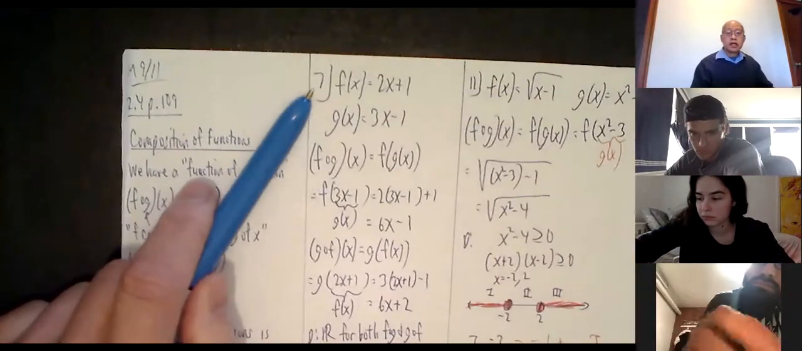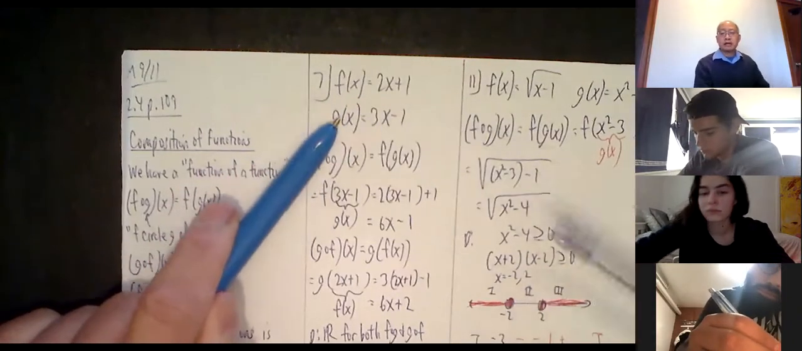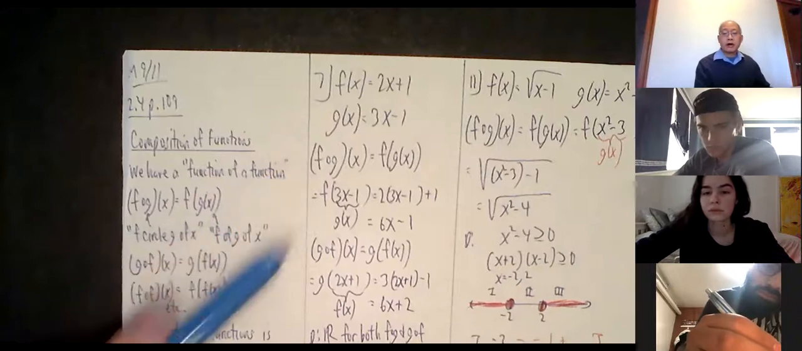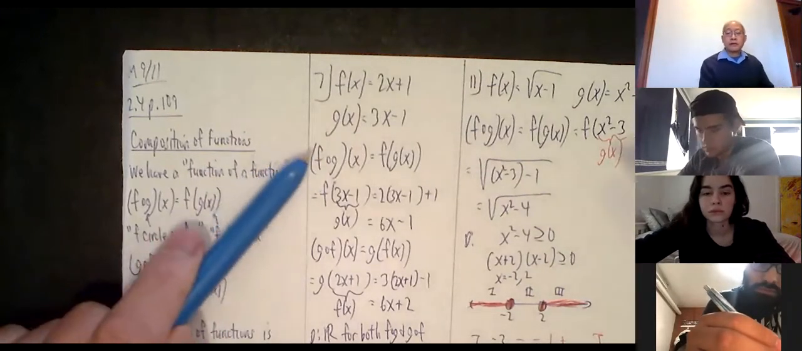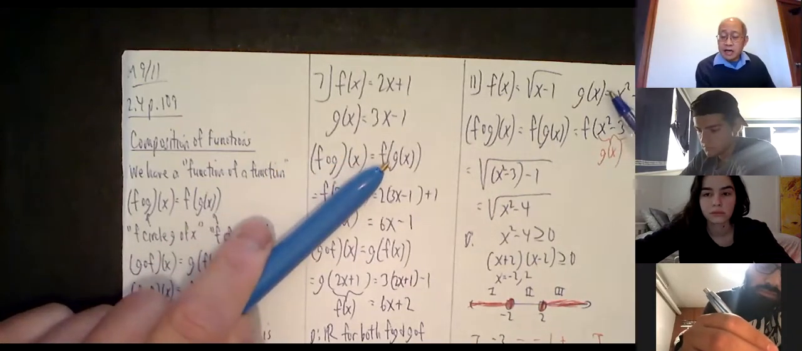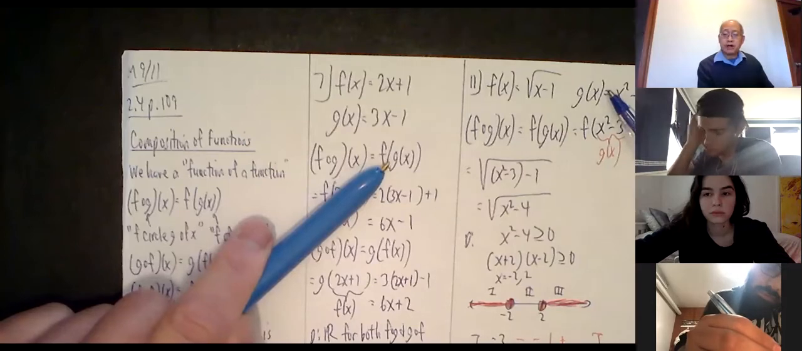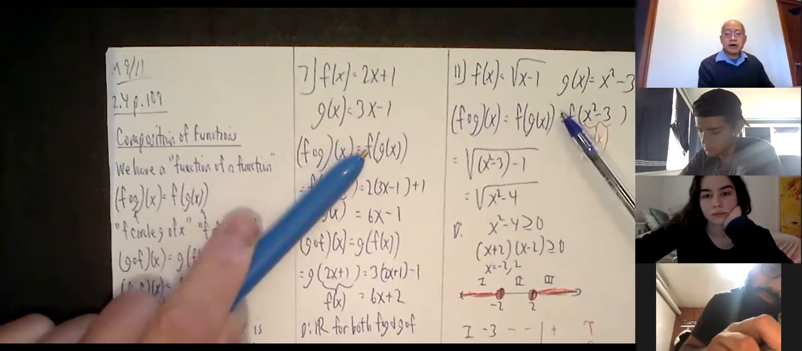Okay, jump over to number 7. Here are the two functions. f of x is 2x plus 1. g of x is 3x minus 1. And they want f circle g and g circle f again. So f of g of x. This time we're not plugging in a number. We're coming back with another function. So how do I do that? f circle g means f of g of x.